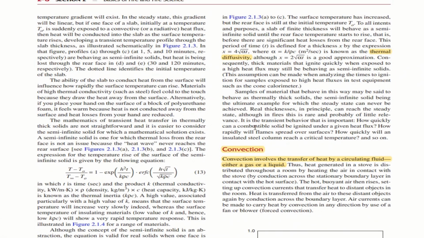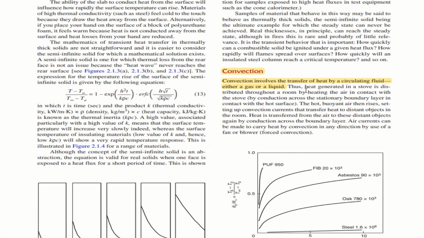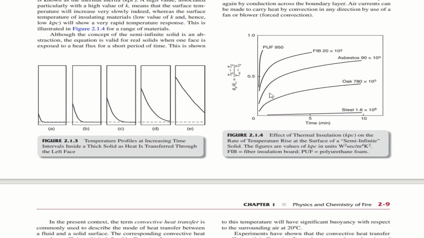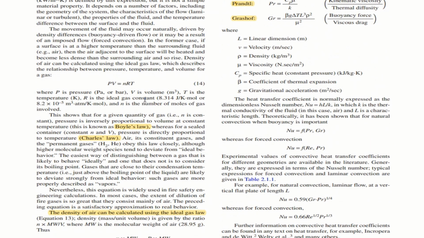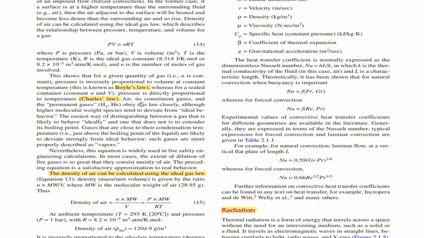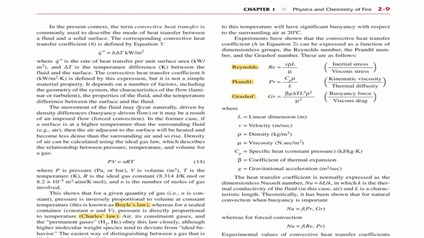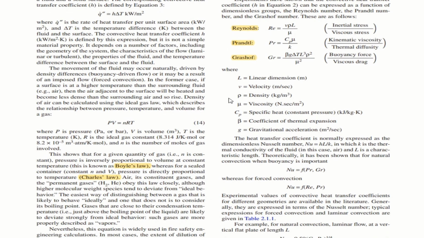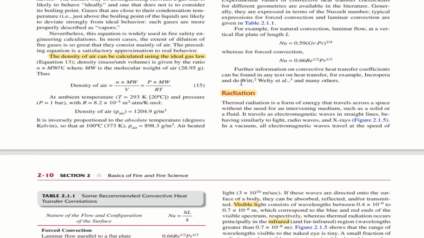And apart from that, we have convection. Convection involves the transfer of heat by a circulating fluid, either a gas or a liquid. These are basic concepts of science. You can easily go through these things. And we already learned in our childhood about Boyle's law, Charles' law and so on. So ideal gas law, all these are also very important for this examination. We have three formulas for Reynolds number, Re equal to, there is one formula, okay, and Prandtl number and Grashof. So these three are very important formulas, they might ask in the examination.